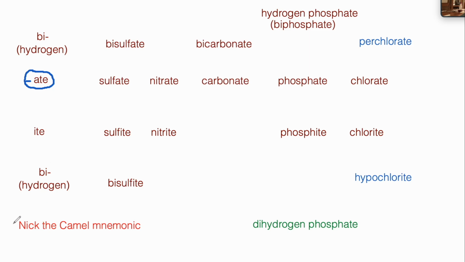There is a mnemonic. If you search it online, you can find something about Nick the Camel, polyatomic ions. It's just a way to remember what sulfate and nitrate and carbonate, phosphate and chlorate are. So however you memorize them, you have to know what they are. I'll draw them underneath here.